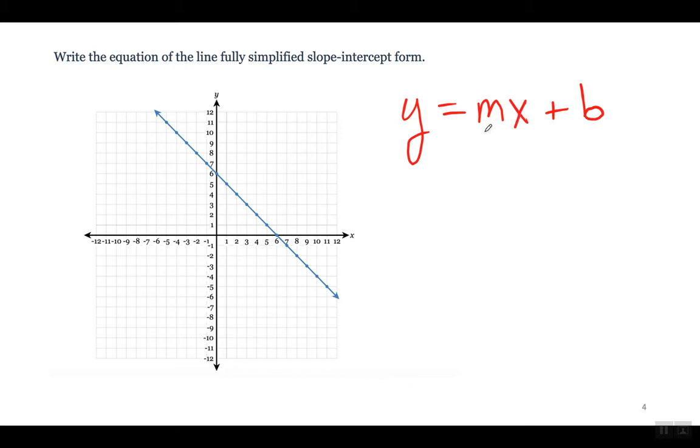All I'm going to do is write the same thing, except I'm going to put a number there and a number there. I'm going to put the slope right here and the y-intercept right here.